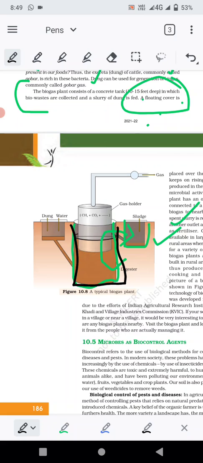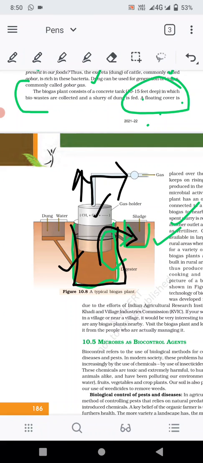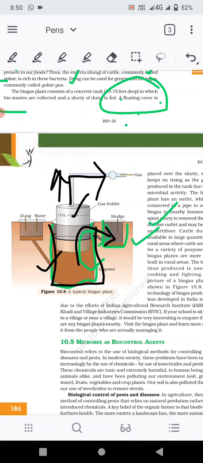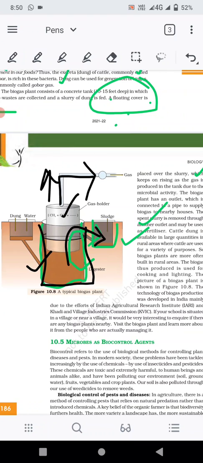And as the level of the biogas in this concrete tank increases, this floating cover rises up. As it rises up, it shows that the biogas has been produced in the concrete tank, and this biogas can be removed through this outlet pipe and can be used in the nearby houses. Now after the production of the biogas, the sludge which is left over can be removed into this other tank and it can be used as a fertilizer. So the dung of the cattle is used for two purposes. It is producing biogas, and it is also making the fertilizer.